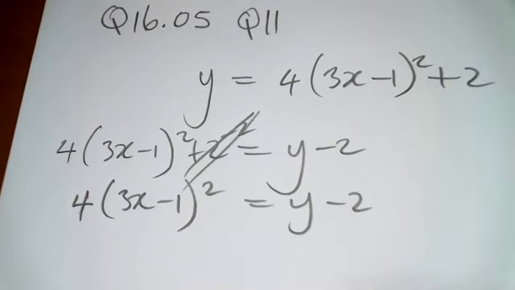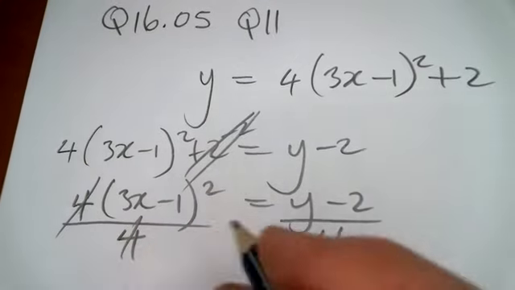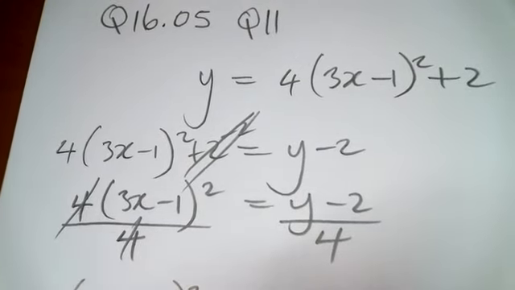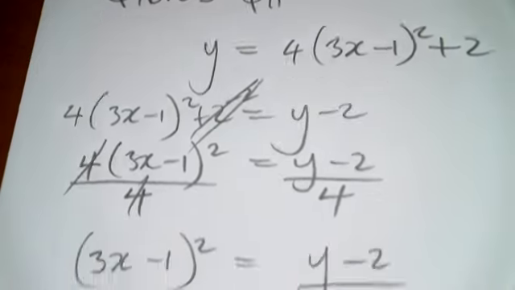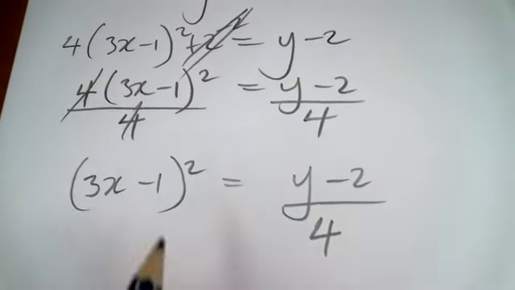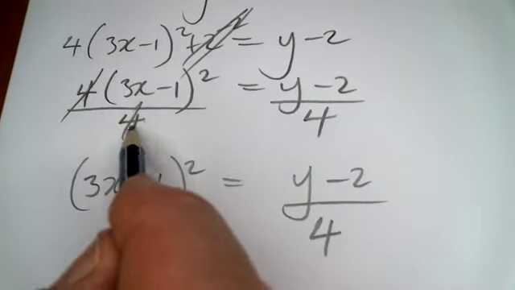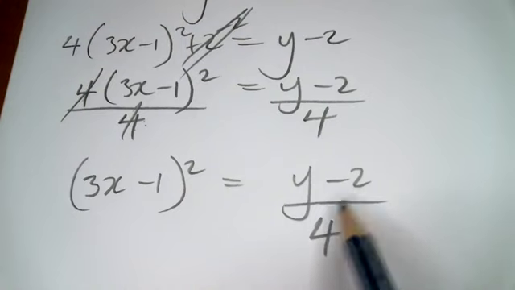I'm going to divide both sides by 4 now. Here we go. So I've got now 3x minus 1 all squared is equal to y minus 2 on 4. So I divided both sides by 4, and in doing so, I got rid of the 4 for the coefficient, and I ended up with a 4 underneath the y minus 2.